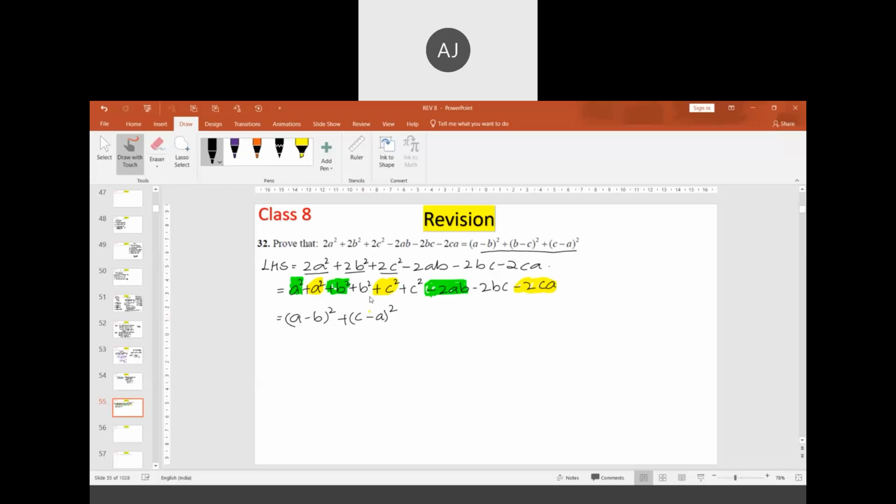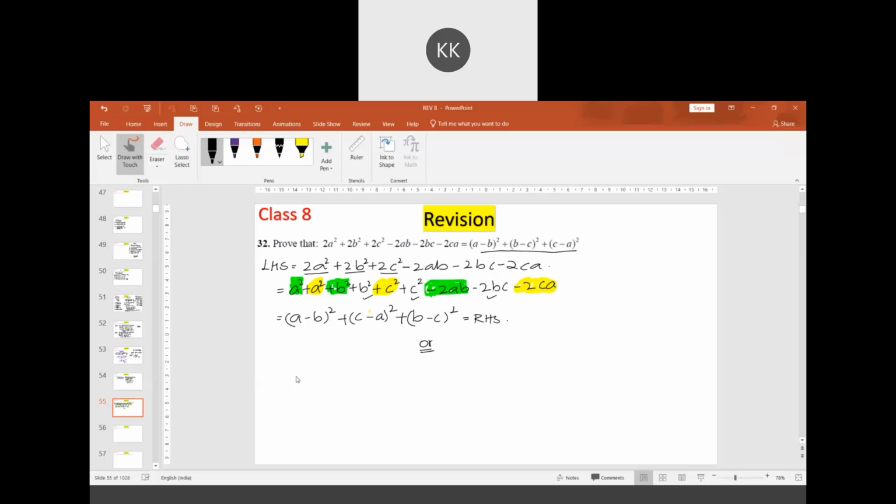Now the remaining, you just see b square, c square and minus 2bc. This will be b minus c whole square. Yes, sir. This is nothing but our right hand side. This is one method.